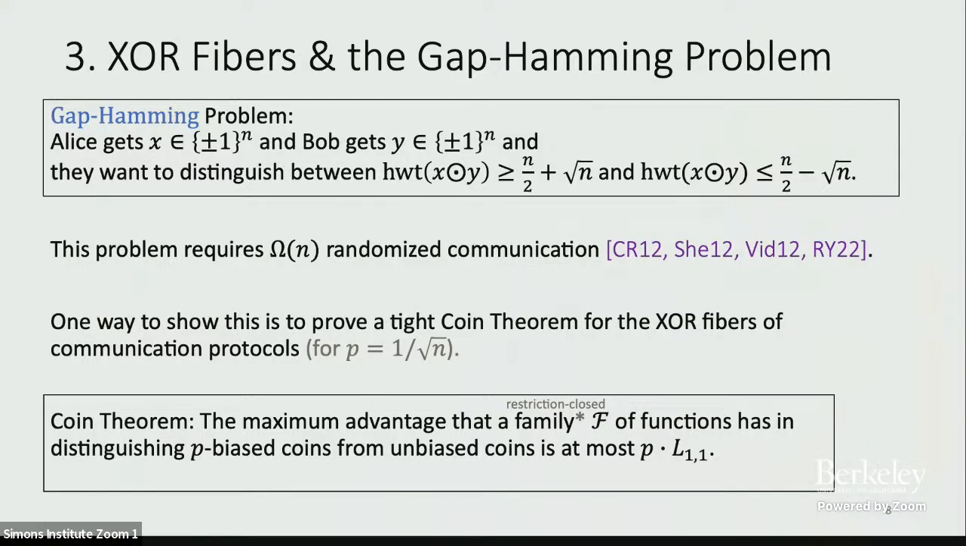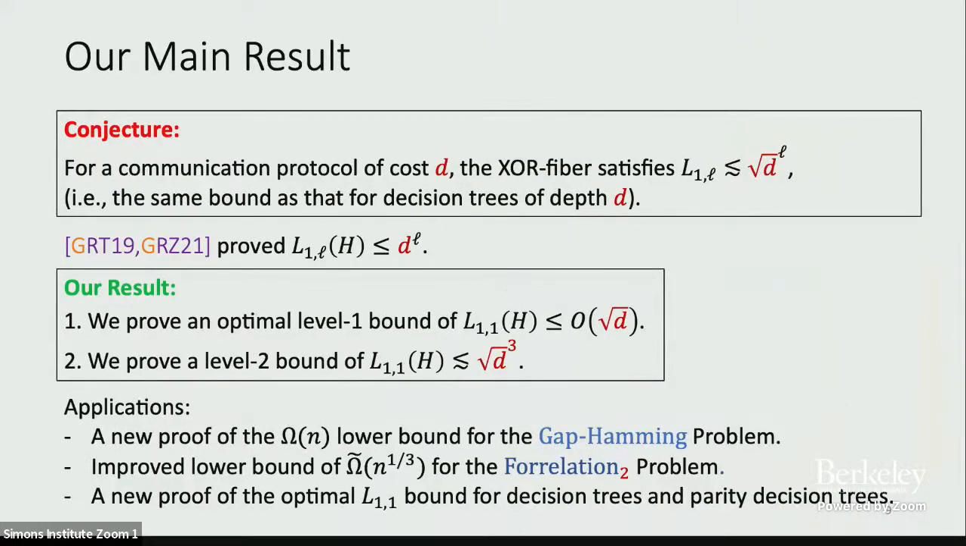Okay, so now I'm ready to state our main result. The question here is, what can we say about the Fourier growth of XOR fibers? The conjecture is that the Fourier growth of XOR fibers behaves like the Fourier growth of decision trees, in the sense that the level L Fourier growth is at most square root d to the L, if your cost is d. This is still open.